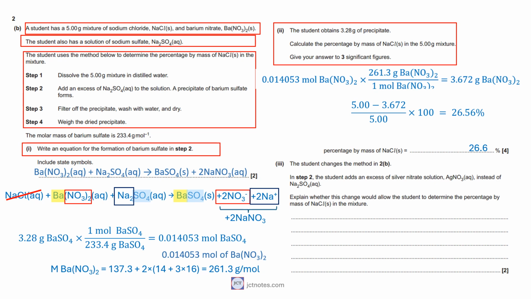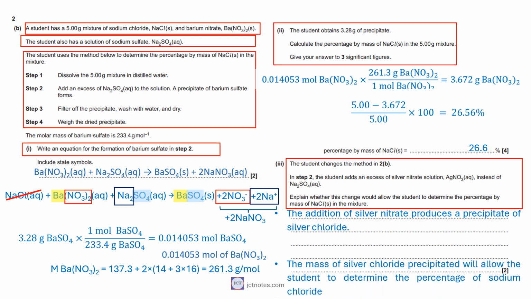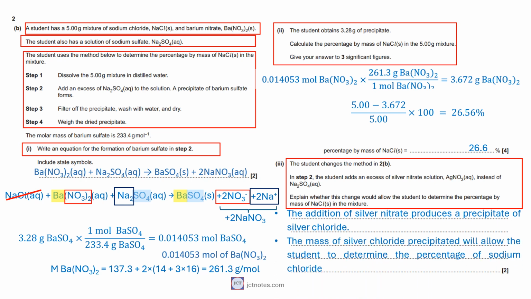In the third question, the student changes the method by adding an excess of silver nitrate solution instead of sodium sulfate. We are asked to explain whether this change would allow the student to determine the percentage by mass of sodium chloride in the mixture. The addition of silver nitrate instead of sodium sulfate will produce a precipitate of silver chloride, not barium sulfate. This will allow the student to determine the percentage of sodium chloride from the mass of the silver chloride precipitate.